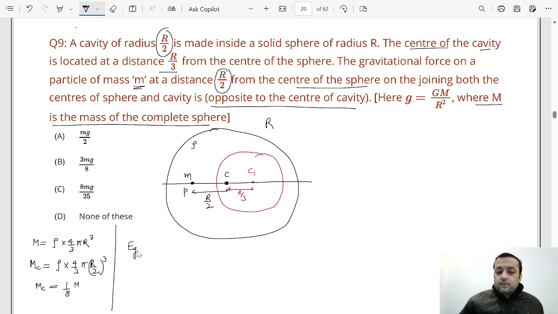Eg means field due to gravitation. Eg means gravitational field at the point P. So that will be the field due to the entire solid sphere minus field due to the cavity, right? Now what is the field due to the entire sphere?